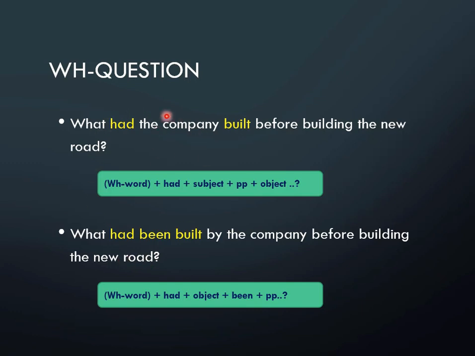If you compare these two sentences, you will easily notice that in this question we focus on the subject of the action, or the doer of the action. In this question we focus on the object of the action, or the noun that is affected by the action. This is the end of the second part, or the second section, of the perfect tenses, and I wish that this is clear to you. Thank you so much.